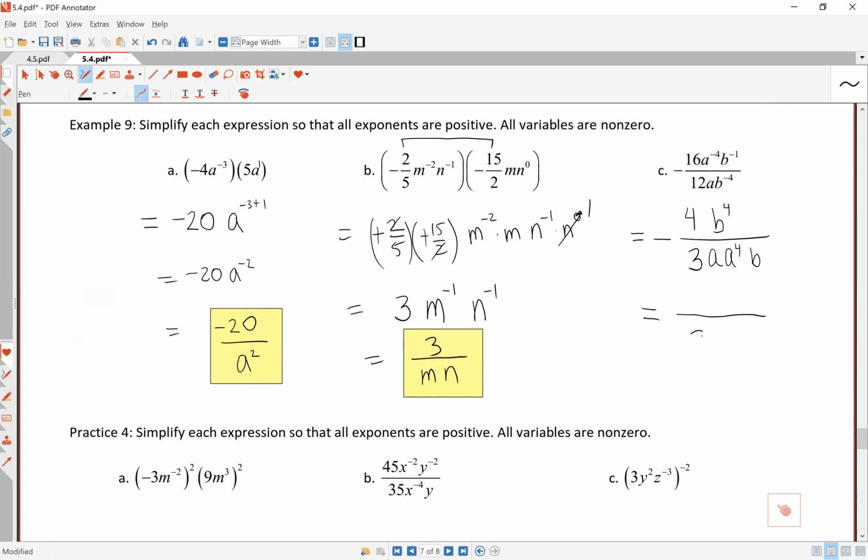When they're on the same level, they're going to add. 1 plus 4 is 5. When they're on different levels, top and bottom, they subtract. Bottom from the top, 4 minus 1 is 3. The opposite of b cubed over 3a to the 5th.